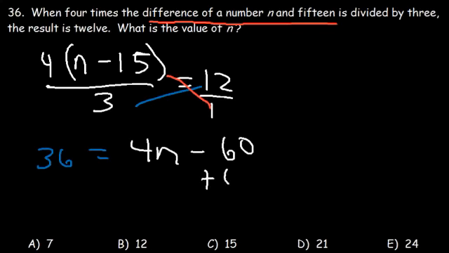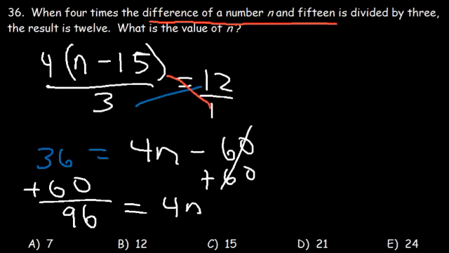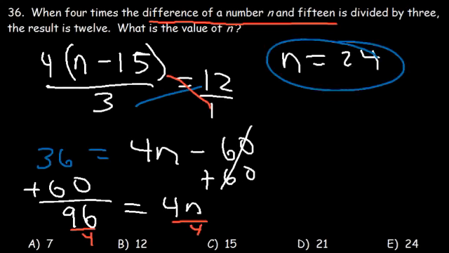So now let's add 60 to both sides. So 36 plus 60 is equivalent to 96. And now we need to divide both sides by 4. So 96 divided by 4 is 24, and that is the value of n. So E is the right answer.